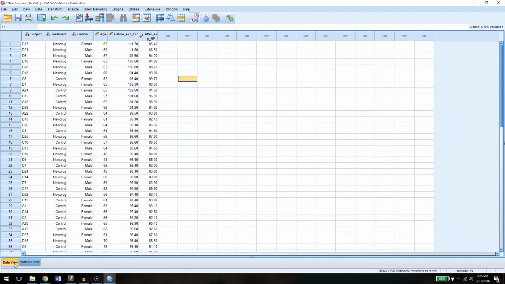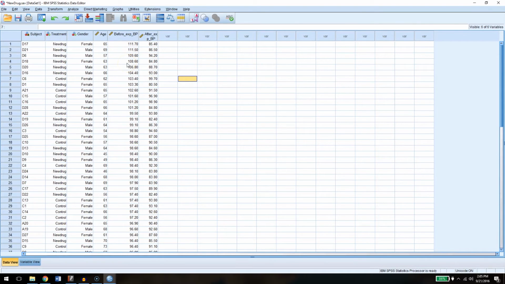So here we are in the new drug dataset, newdrug.sav. If you're not there, you can open it up straight from the file and you'll end up looking at something like this. This was a study that was testing between control and people taking this new drug. Was there a decrease in people's blood pressure before to after?